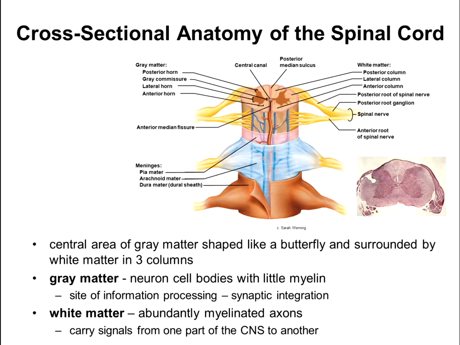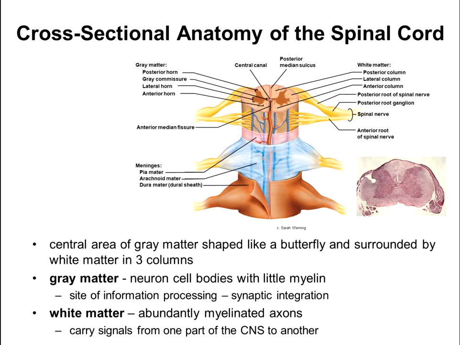So this is a cross-sectional view of the spinal cord, again with everything that we've kind of mentioned. And then we have some different types of matter. We have gray matter and white matter. So basically the central area of the gray matter is shaped like a butterfly, and is surrounded by 3 columns of white matter.